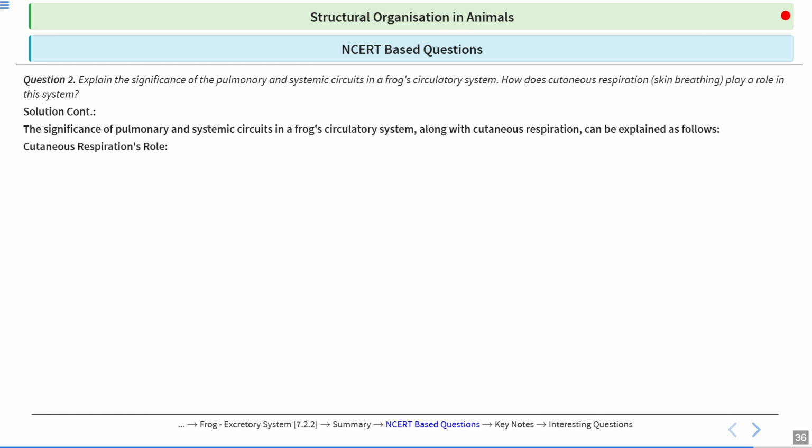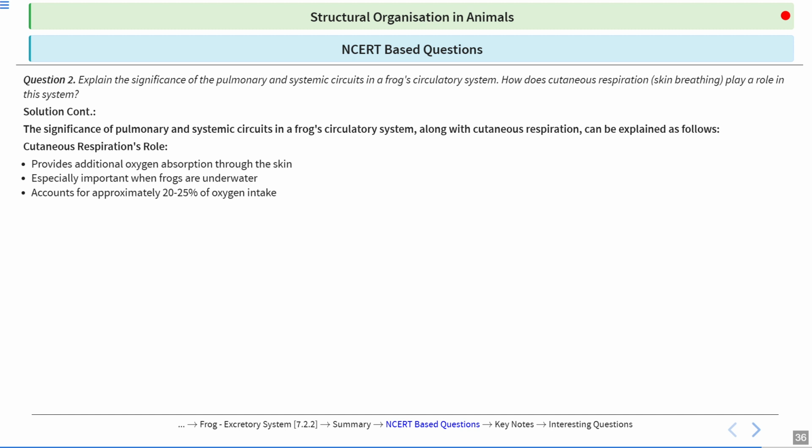Now, significance of the pulmonary and systemic. We are talking about cutaneous respiration. What is the role of cutaneous respiration? Provides additional oxygen absorption through the skin. So from the skin also they can take oxygen. Especially important when the frogs are underwater. When the frogs are inside water, at that time they can take the oxygen which is dissolved in water. They can take that oxygen through their skin.